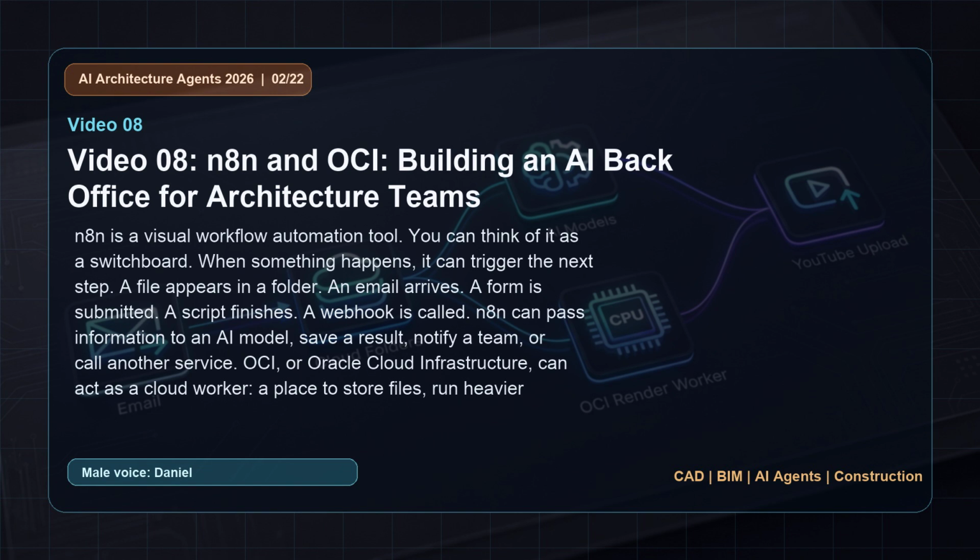OCI, or Oracle Cloud Infrastructure, can act as a cloud worker, a place to store files, run heavier scripts, render video, or process batches without tying up your local computer.